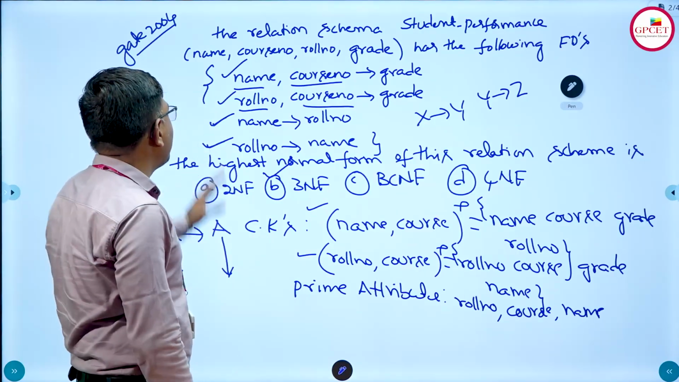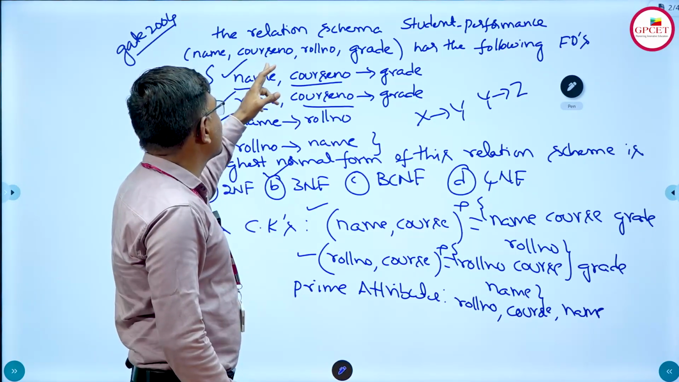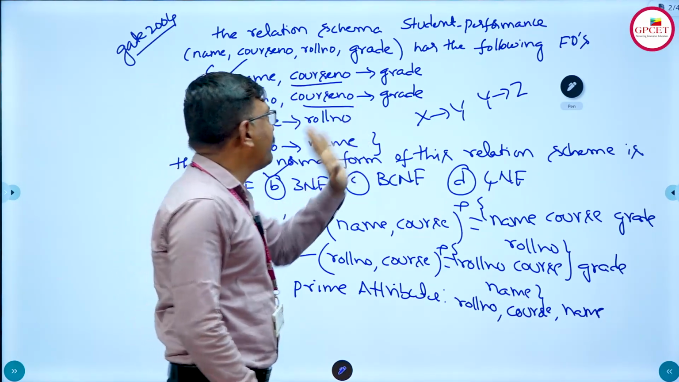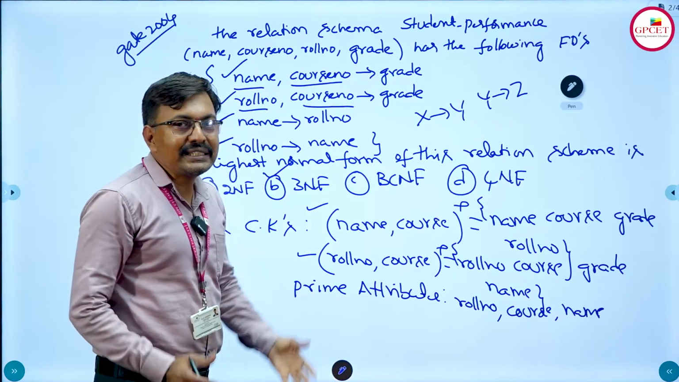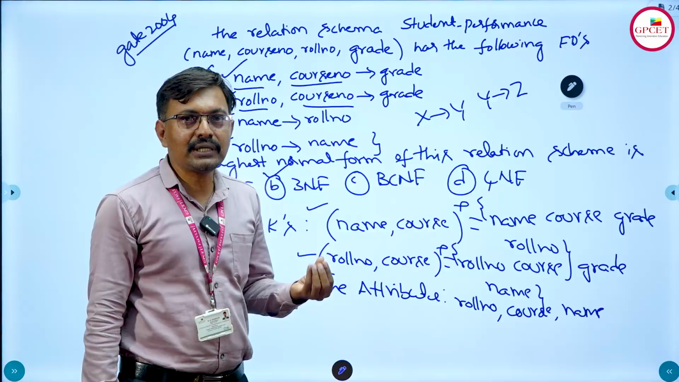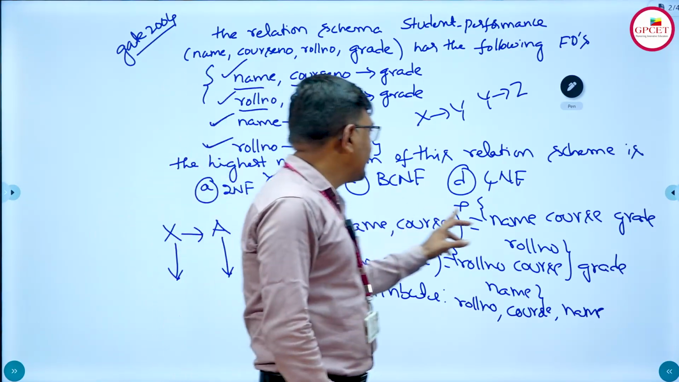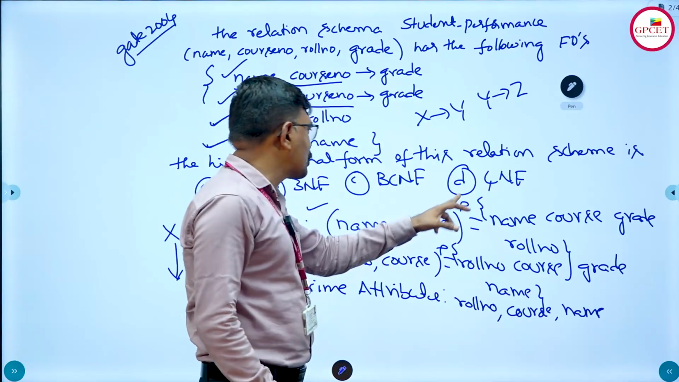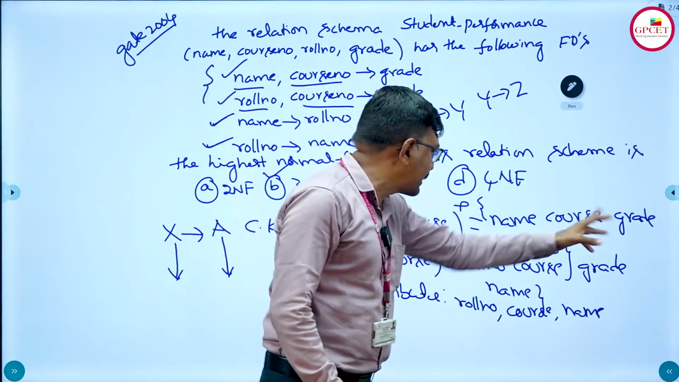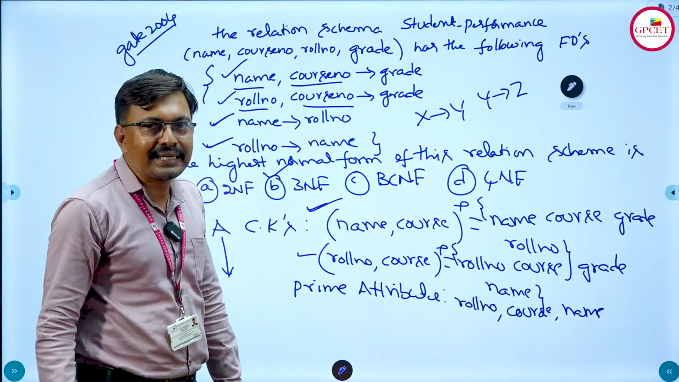Observe the question. The relation schema student performance, name comma course number comma roll number comma grade, has the following functional dependencies. What is the first thing? You find the candidate keys. How can you find the candidate keys? By using closure. Name comma course closure: we can get name, course, grade, roll number. We can get the original relation. That's why name comma course number is a candidate key.